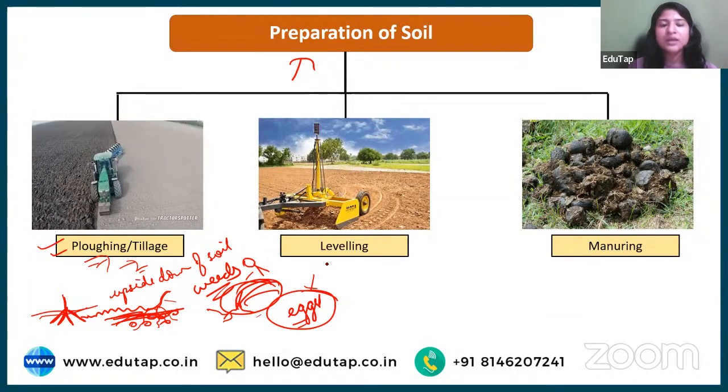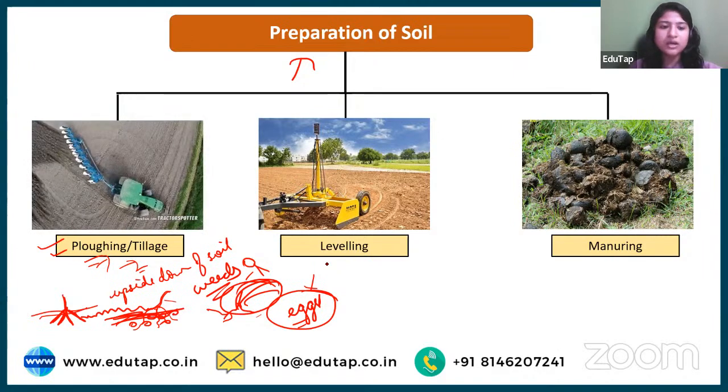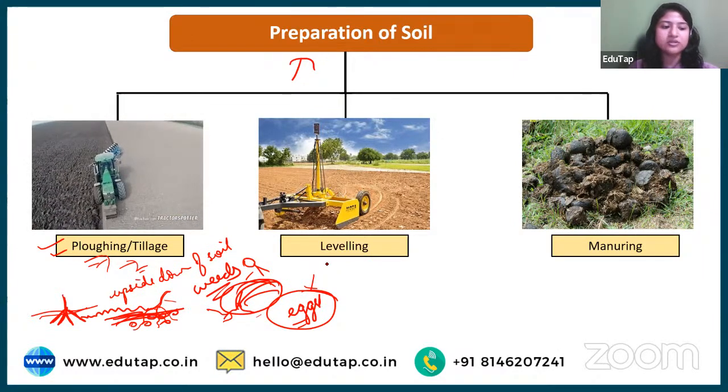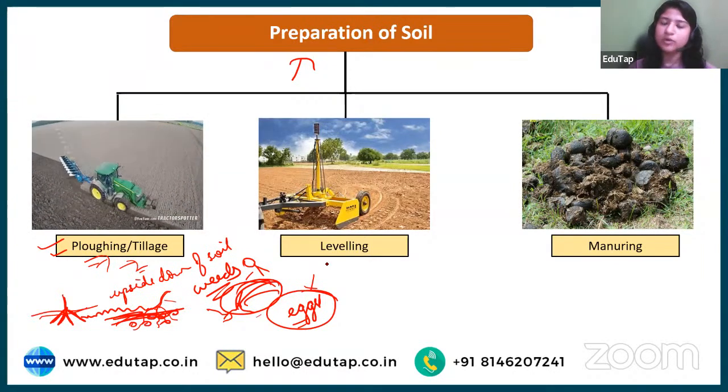So that is why, when the tillage or plowing is done in the field, the eggs of such pests and insects which are inside these soil particles also get exposed, okay, and they get dried out and they die, okay. So because of these reasons, the plowing or tillage is done.